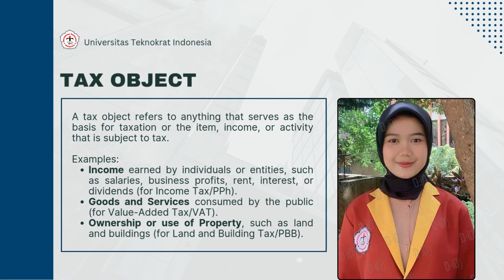Tax object. A tax object refers to anything that serves as the basis for taxation, or the item, income, or activity that is subject to tax. Examples include: 1. Income earned by individuals or entities, such as salaries, business profits, rent, interest, or dividends, for income tax, PPh. 2. Goods and services consumed by the public, for value-added tax, VAT. 3. Ownership or use of property, such as land and buildings, for land and building tax, PBB.